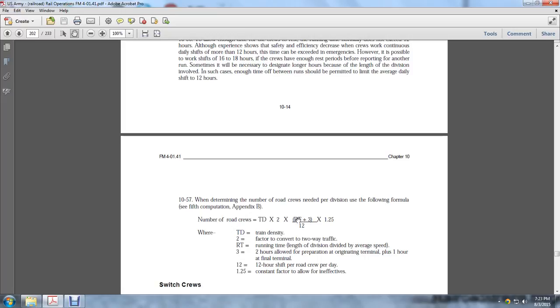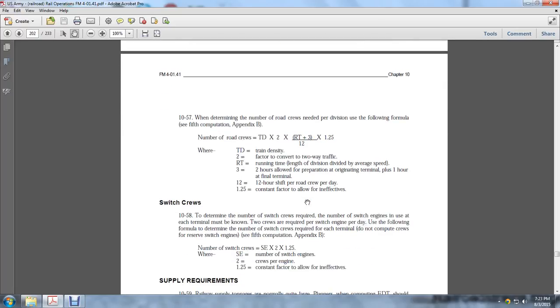When determining the number of road crews needed per division, use the following formula, the fifth computation in Appendix B. Number of road crews equals total train density times 2 times the running time, the length of division divided by the average speed, plus 3, which equals 2 hours allowed for preparation at the originating terminal and 1 hour for the final terminal, divided by 12, which is the 12-hour shift per road crew per day, times 1.25, which is the constant factor allowed for ineffectiveness.